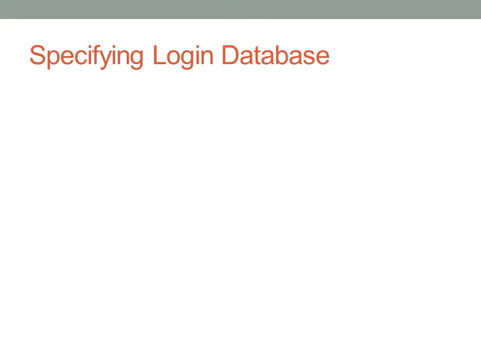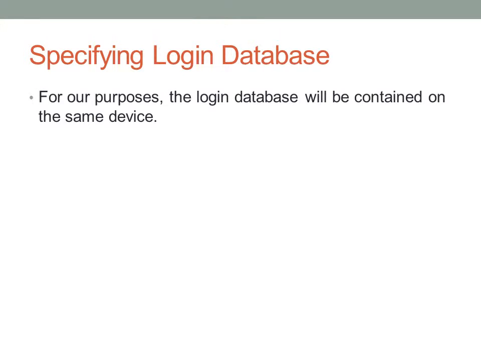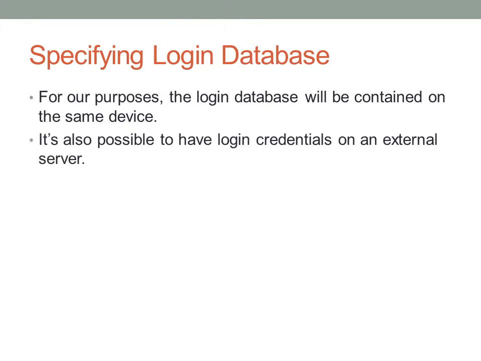So the first thing we'll do is specify a login database. For our purposes, we want the login database to be on the same device that we're actually establishing the SSH sessions to, and so we're going to be placing login information in the running configuration. It's actually possible to have login credentials on an external server. This is done through two different protocols. One of them is called RADIUS, and the other one's called TACACS. We won't be discussing those for this exam.